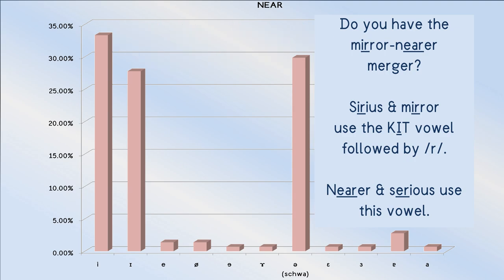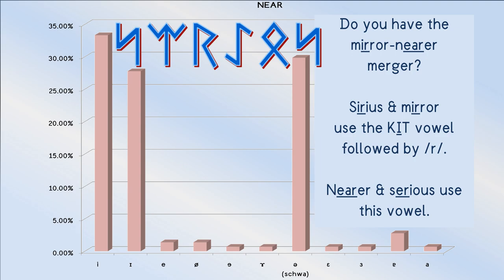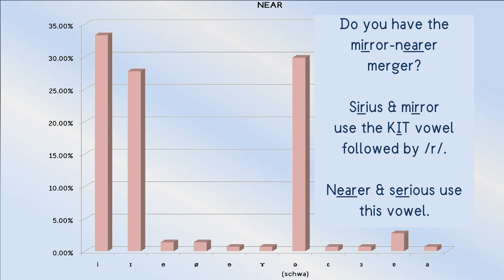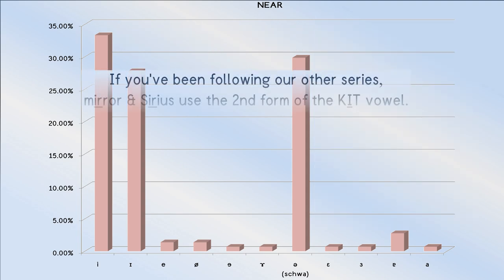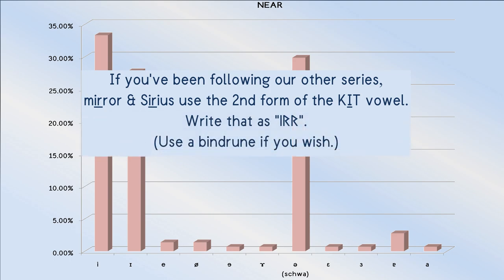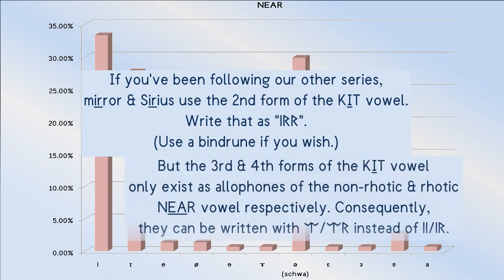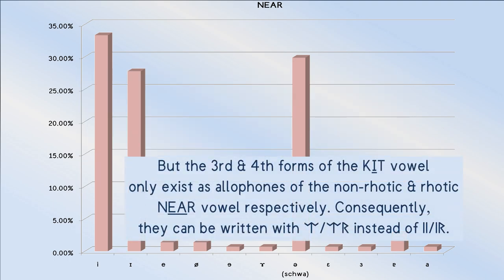But write the word Sirius as in I'm being serious with the near vowel followed by rad if you use ur. That is, write air rad. The reason for this is that the long form of the kit vowel doesn't exist except as an allophone of the near vowel. But what if you're using the happy or fleece vowel in this position?